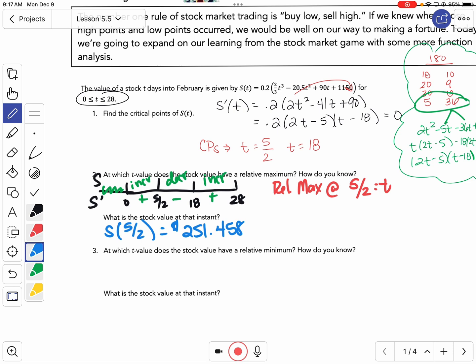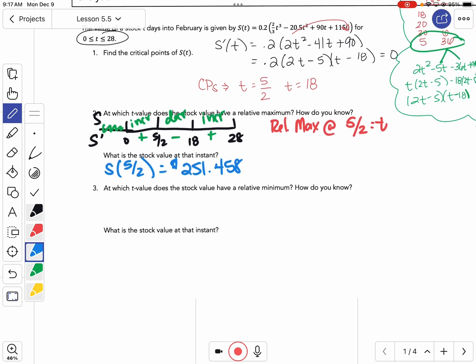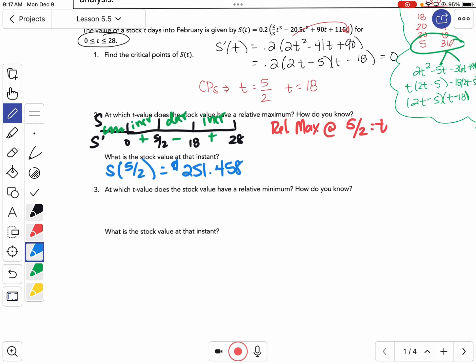Okay. And then likely exactly the same on number 3, where would we have a relative minimum at 18, because we go from decreasing to increasing. So we'd have a relative min at t equal to 18. And then if we want the value of the stock at that instant, we'd do S at 18, which would give me $3.20. Okay.